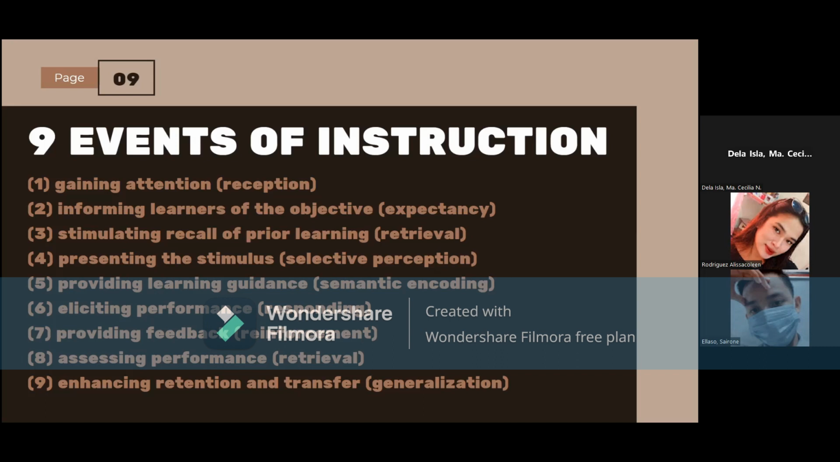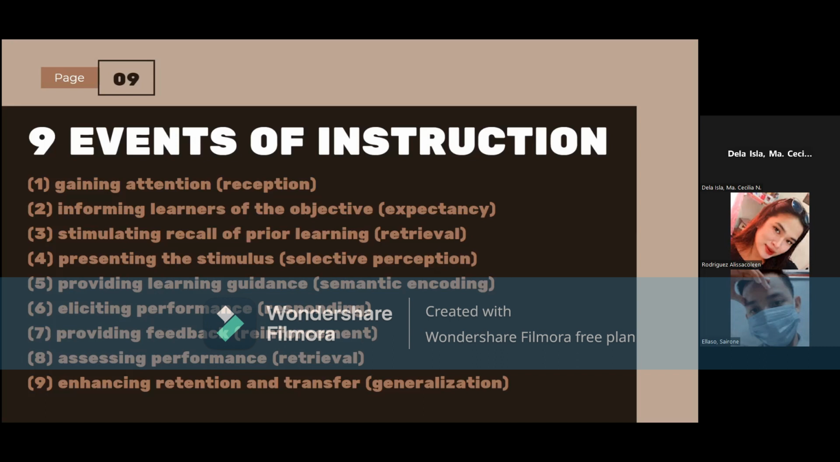So number 4 is presenting the stimulus, also known as the selective perception. So here, after recalling, you will give the definitions, yung mga terminologies doon sa topic sa bagong lesson. So next is providing learners guidance, also known as semantic encoding. Here naman po magbibigay ang isang teacher ng examples so that mas maging malinaw yung magiging discussion.